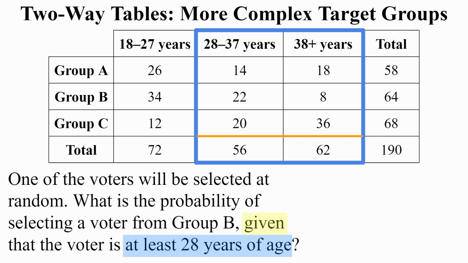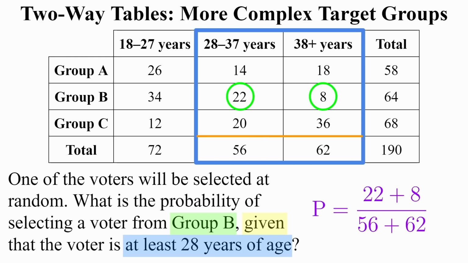Okay, and we desire to find the probability of people from group B. So there are 2 entries in group B in the blue box, the 22 and the 8. So to compute this probability, we're going to do 22 plus 8, which I guess is 30, over however many total are in the box. You can compute that however you want. 56 plus 62, the totals at the bottom, I think is the easiest way. You could also do 14 plus 18 plus 22 plus 8 plus 20 plus 36. That would work, but I think that would just take a little longer. You should get the same thing.